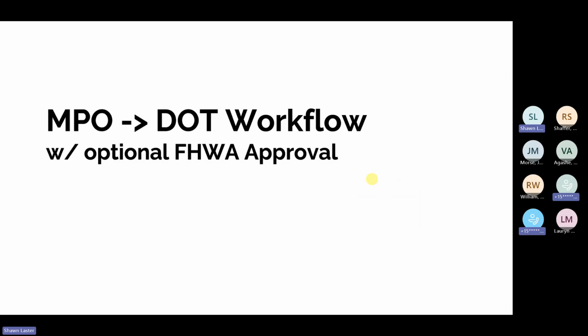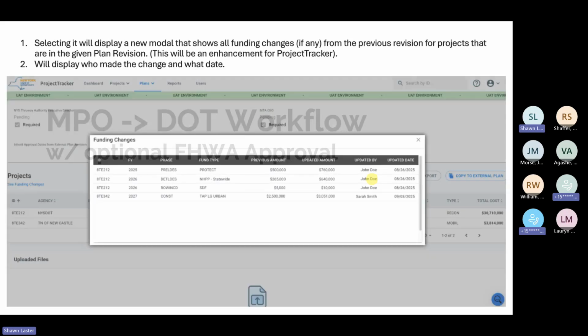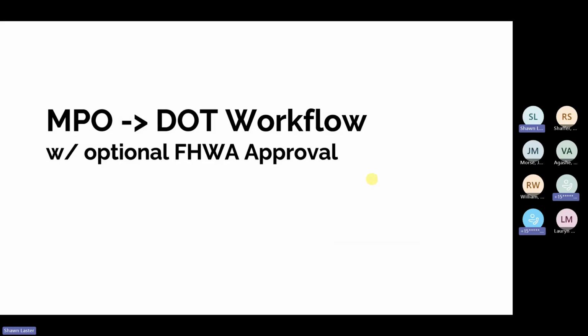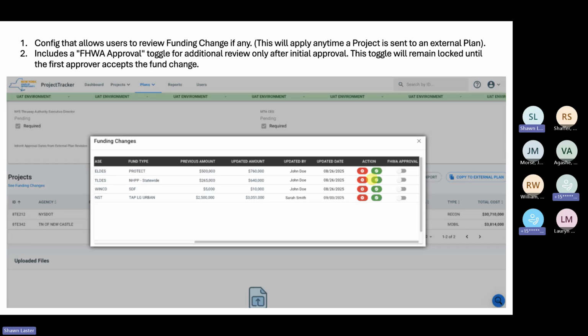The next step is, that's one part, just seeing the funding changes within a revision, but we know we need to identify this for federal reviewers as well. So that's why we're looking at the MPO to DOT workflow with the optional. Right now it's FHWA approval, but if we needed to relabel this, we certainly could. But our funding changes here. When an MPO copies, oh yeah, go ahead, Ron.